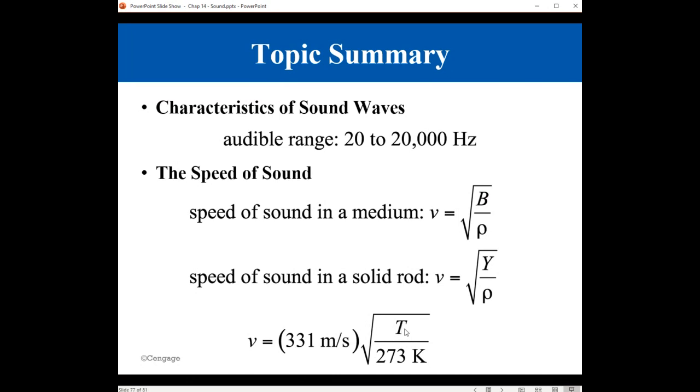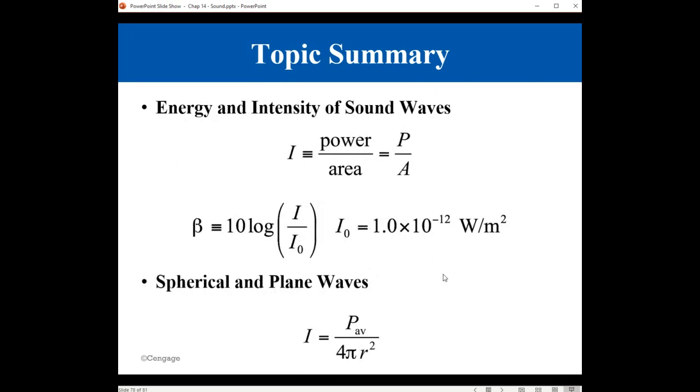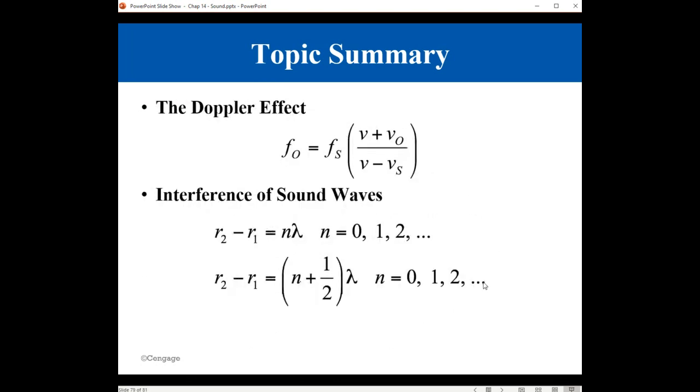Remember to substitute T in Kelvin in this equation. We learned about the intensity, which is the power per unit area, and how to use the decibel scale, 10 logarithm of the intensity I compared to the threshold of hearing. We learned about spherical and plane waves, and the intensity there is the average power divided by the area of the sphere, 4 pi r squared. We learned about the Doppler effect, how the observed frequency differs from the source frequency because of the motion of the source and the observer, or one of them.